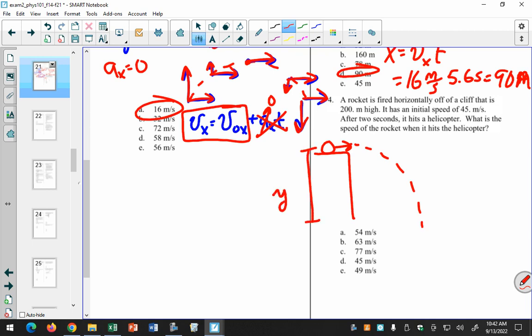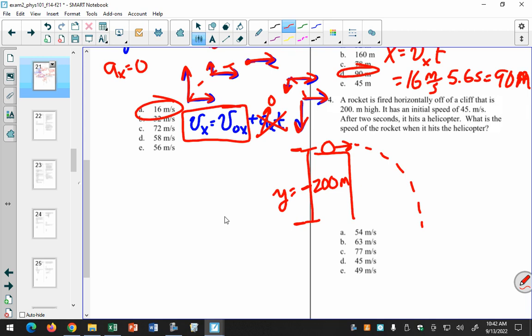My y displacement is equal to negative 200. Remember we talked about in class how that negative is important, that I'm starting at 0 and I'm going down. If you don't use the negative, then you're eventually going to wind up with the square root of a negative number, which of course you can't do. So if that happens, just rewind a little bit and say, oh, I forgot my negative here.